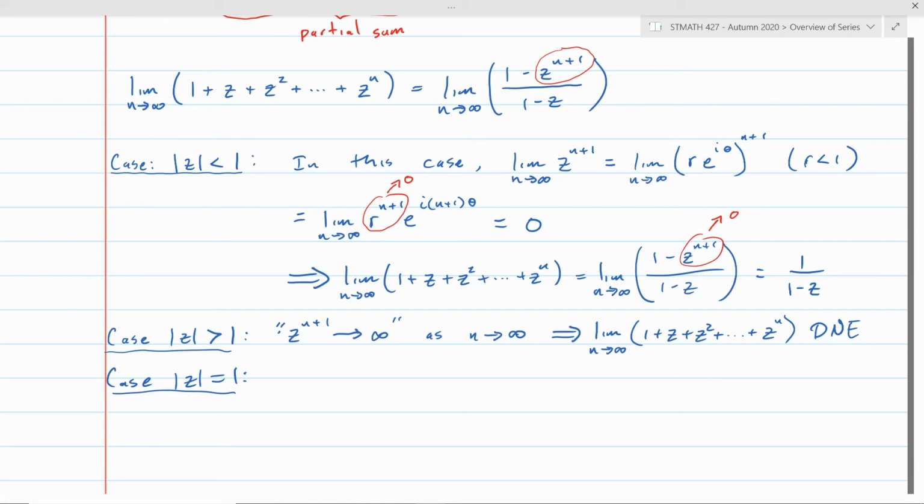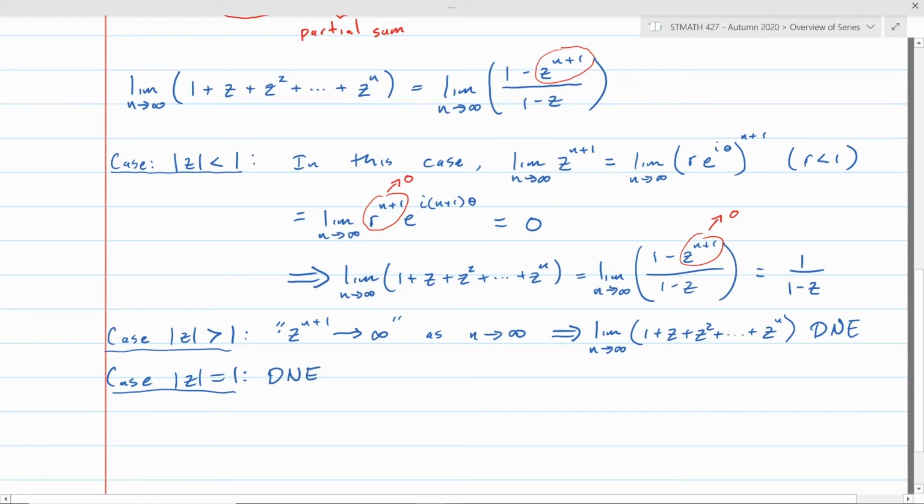And then if z is some other non-real number with modulus 1, you've got a point on the circle, and then if you look at that z to the n plus 1 term, it's just going to bounce around the circle and never converge to any particular number. So the partial sum does not exist here too.